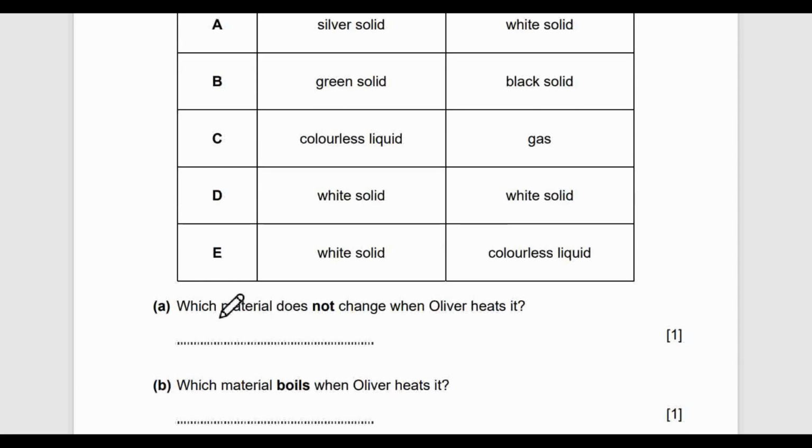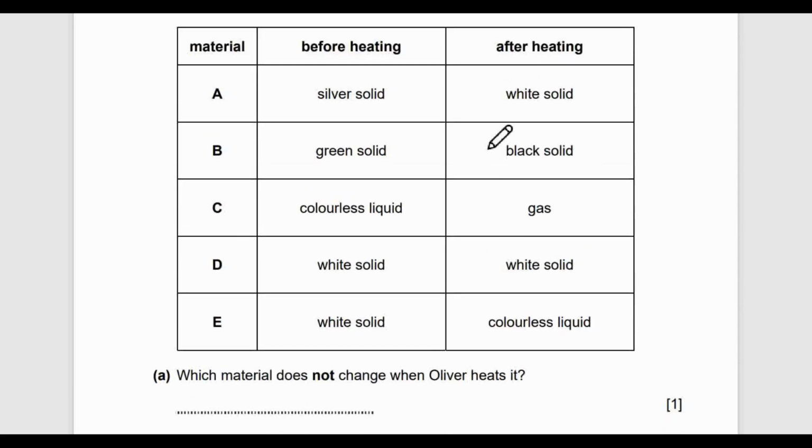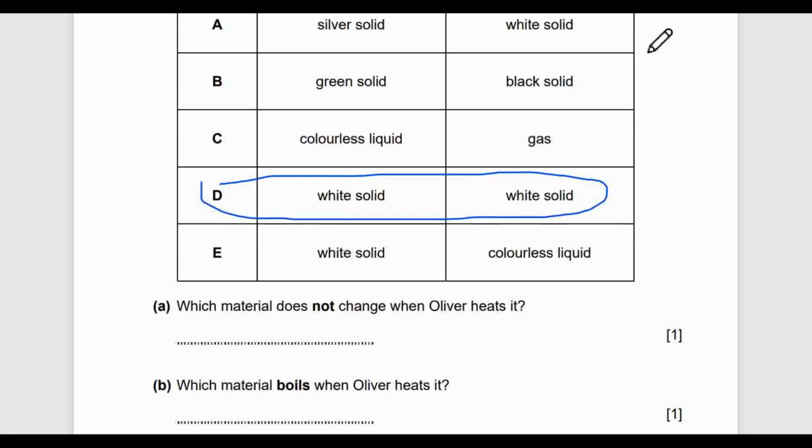Question A, which material does not change when Oliver heats it? Does not change means there's no difference before and after heating. So we see that this is D, since D remains the same white solid. So we answer D here.